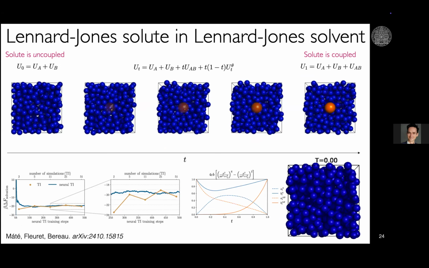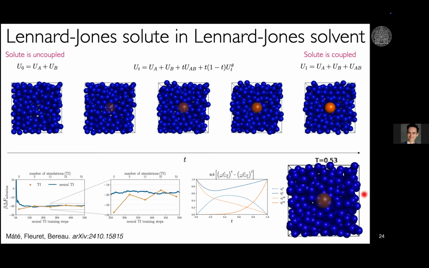And so we want to know what's the free energy difference of coupling this orange particle in. The movie here should show you, yes, so particles are slowly moving, and you can see that the orange particle is slowly being turned on, right? And of course, if you pay attention to the particles around it, they have to make space in order for the orange particle to show up.